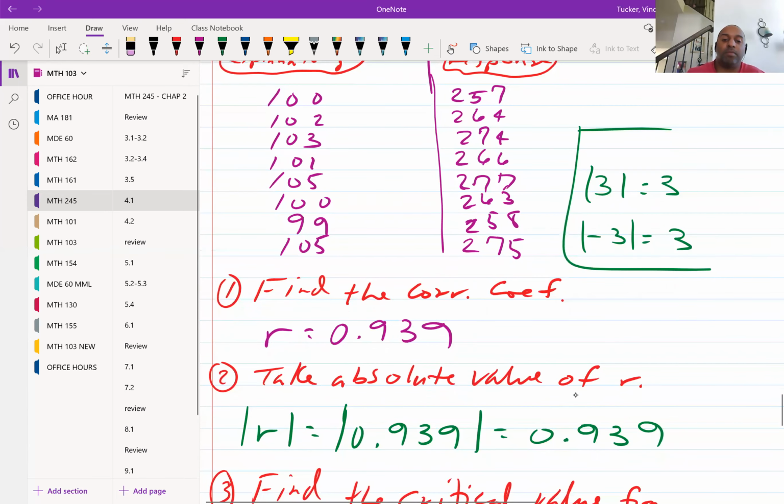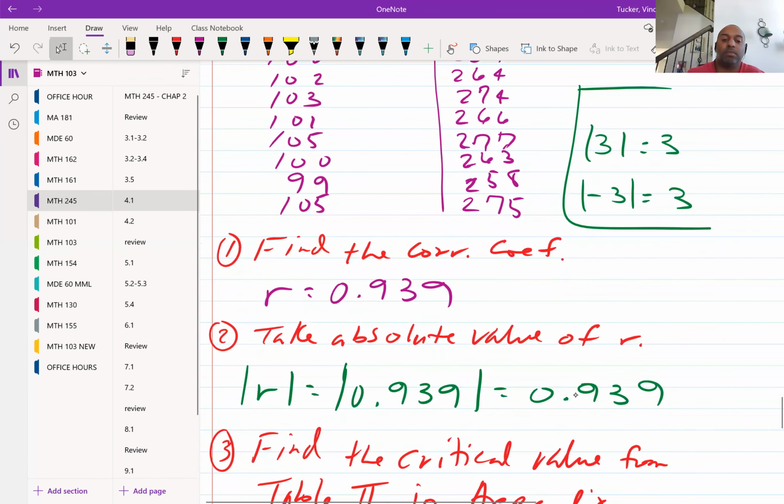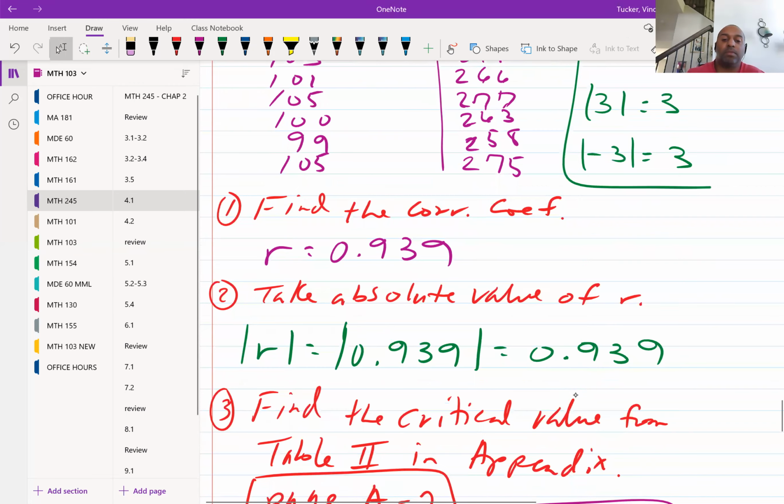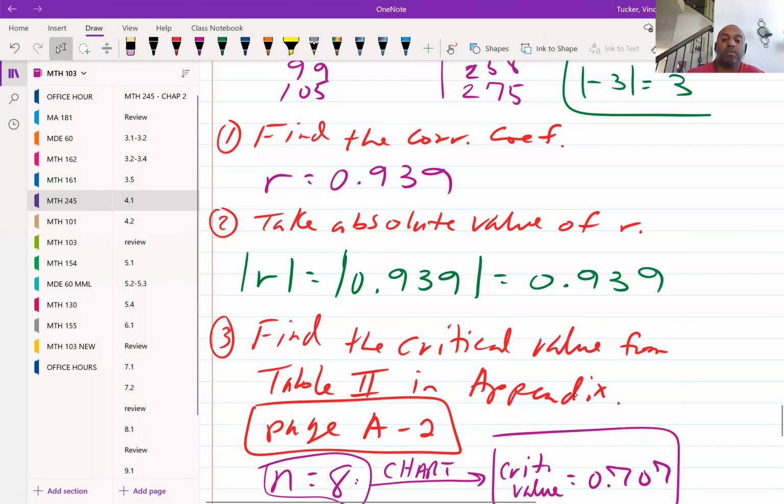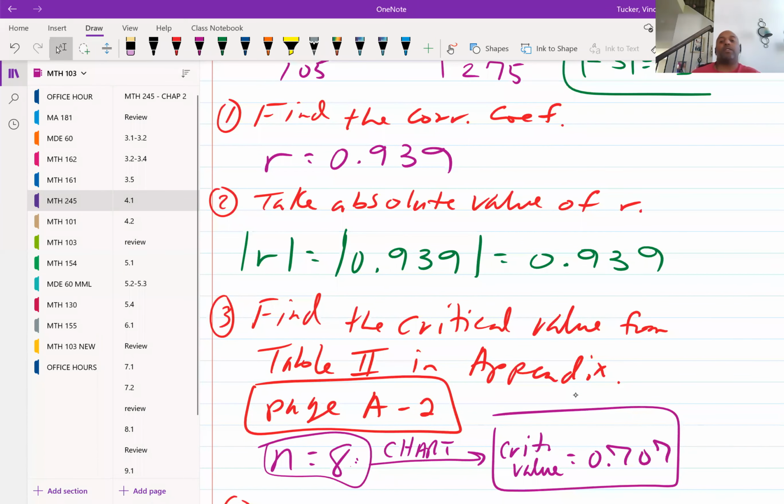All right. Scroll up. Find the critical value from Table 2 in the appendix. If you go to your e-text, it should be A-2. I'll pull that up in a second, just giving y'all a chance to write.